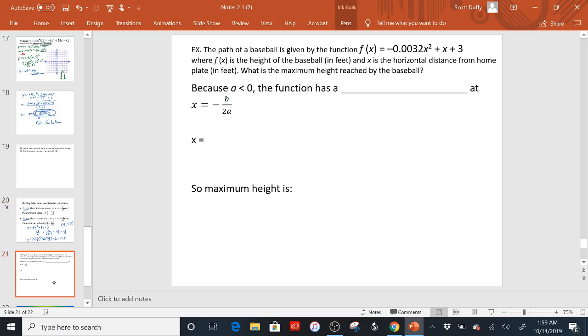So we are given the path of a baseball. It's given by this function. And what that would look like, if I do a little drawing, is that when the baseball is hit, it's going to go up, and then it's going to come down. It's a real slight parabola. And then because a is less than 0, the function has a maximum. So let me redraw this real quick. The vertex right here, that would be a maximum.